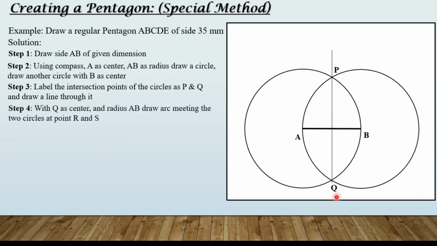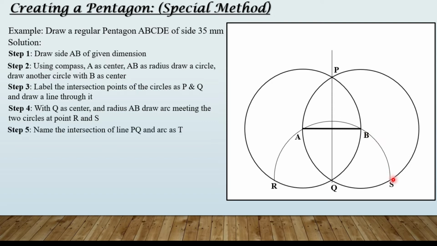Step number 4. With Q as center and AB as radius, you have to draw another arc. So keeping compass at Q now, the same radius AB which is the given length in our question, draw an arc like this, so it passes through A and B and it meets the first circle at this location R, and it meets the other circle at S.